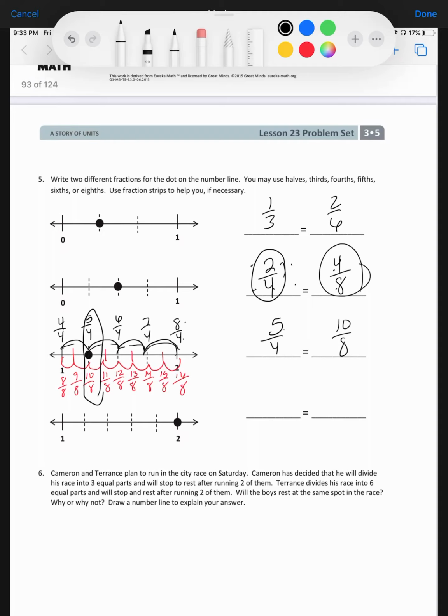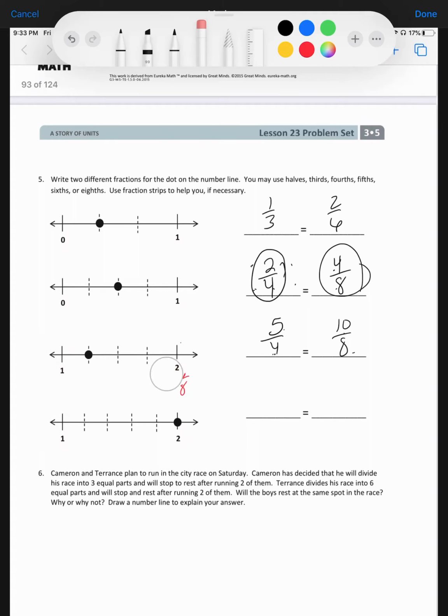Well, if you multiply 5 times 2, you get 10. If you multiply 4 times 2, you're going to get 8. So again, we're just taking the fraction we have, multiplying the numerator and the denominator by 2, and it gives us an equivalent fraction. Let me erase that mess so we can focus on the next one.